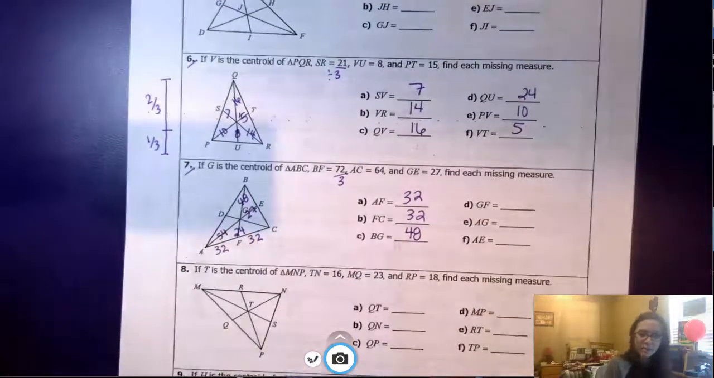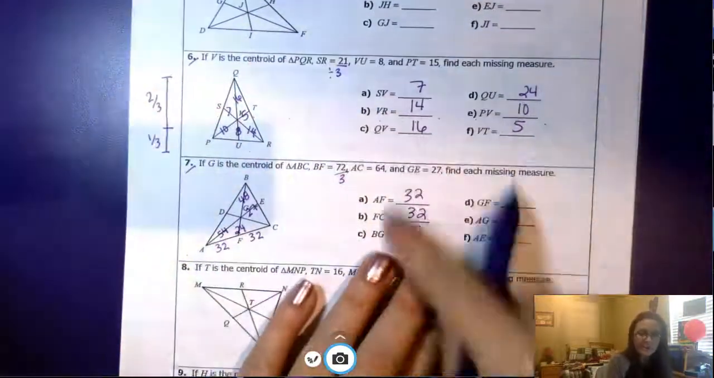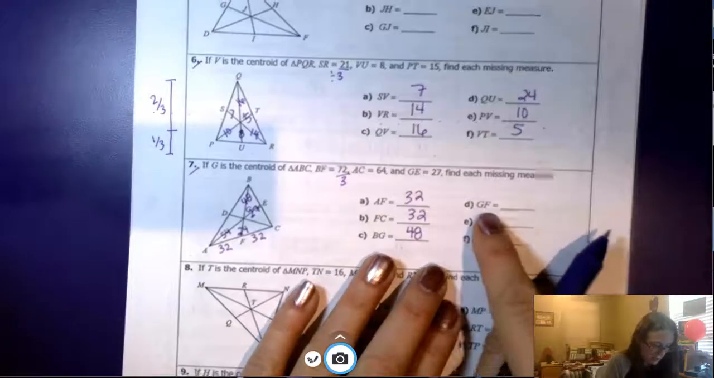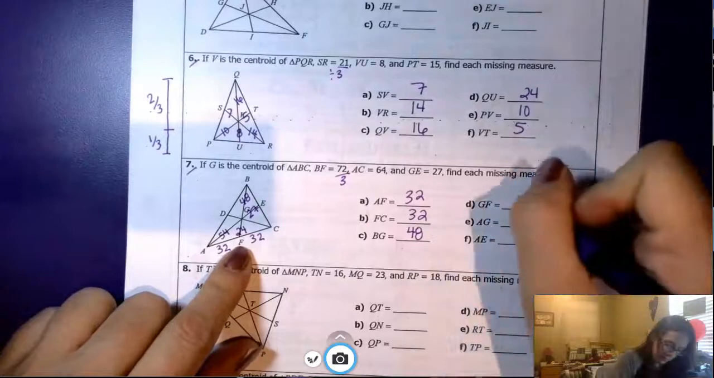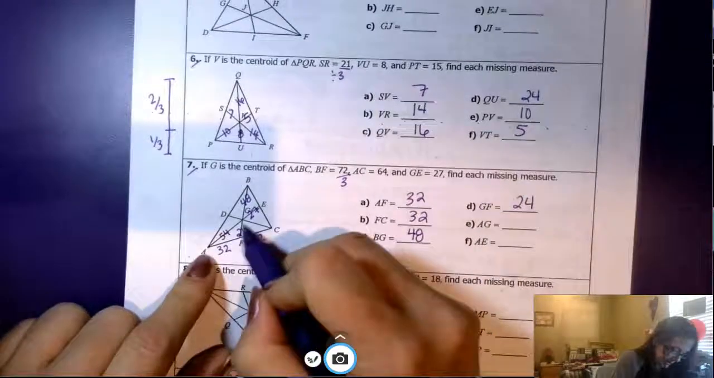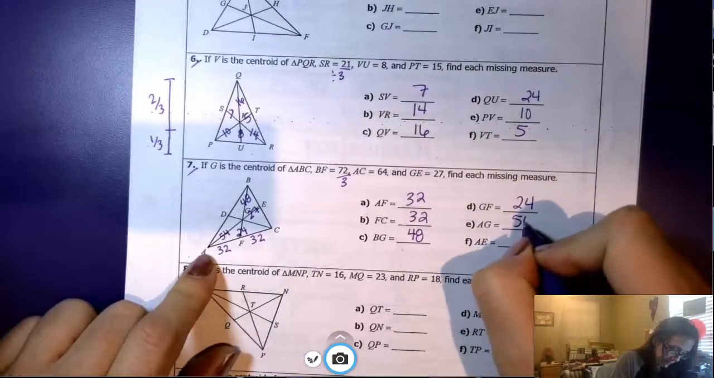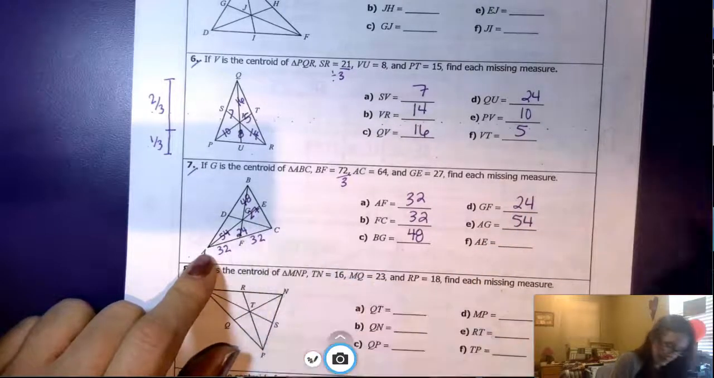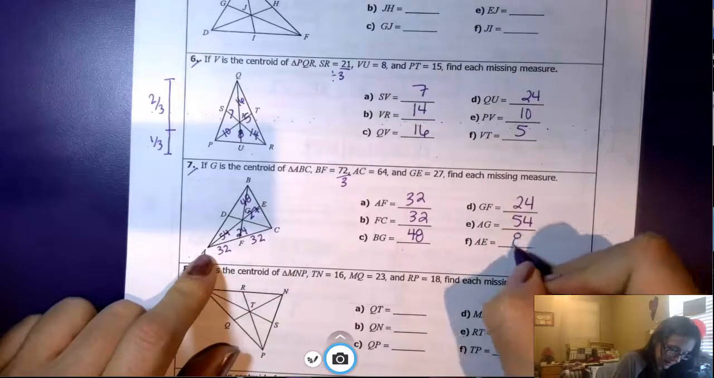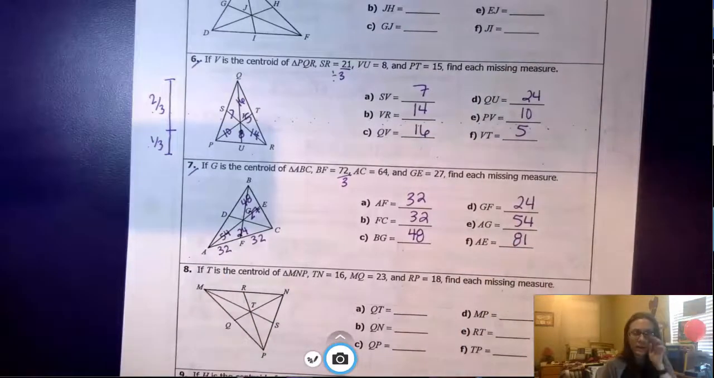So that's why it's really helpful when I have the information, I write down everything I know first, and then I see if I answered my questions. GF is here, 24. AG is here, 54. AE is the whole length, 54 and 27, and I get 81. There we go. Okay, so that's what I was going to do, just those 2 problems.